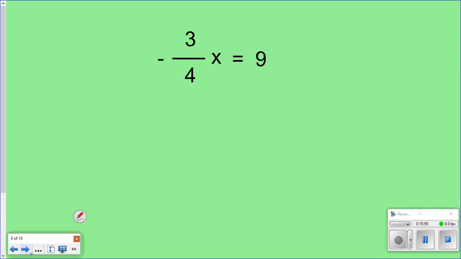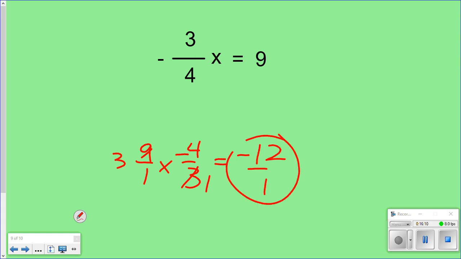Eventually, it should look like this. Is that what you got? Yeah. Eventually, after you do your work, this is what you should get. The negative, oh, you can reduce. It goes in once, it goes in 3 times, you should get negative 12 over 1 or negative 12. That's what you should get.